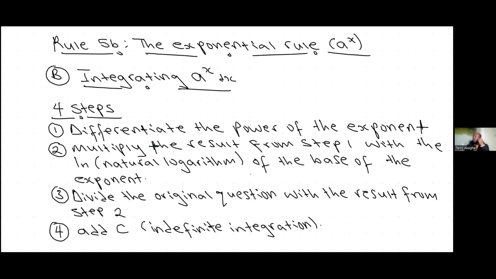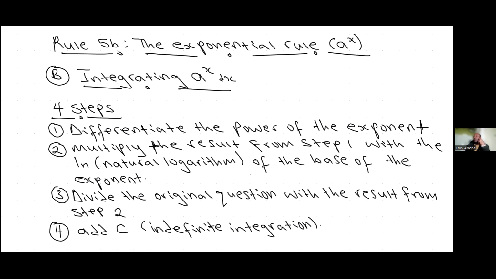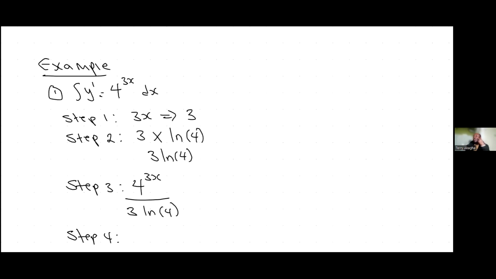Now, step 3 says we need to divide the original question by the result from step 2. The original question we have here is 4^(3x), divided by the result, so we have 3 ln 4. And step 4, what we are told to do is to add what? C. So I'll just add C to this.